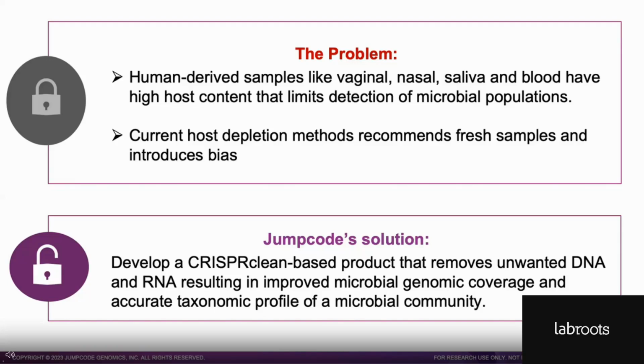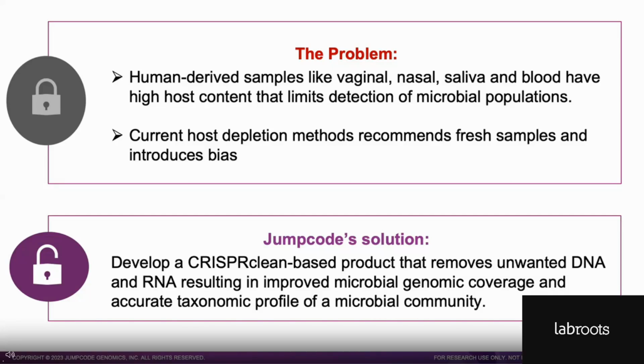This method recommends fresh sample since freeze-thaw cycles affect microbial cell integrity. We know that having fresh sample is not always possible, which makes the demand for fresh sample unrealistic. And overall, this method has been shown to bias towards gram-positive bacteria, which makes sense because the cell wall of gram-negative bacteria is weaker than that of gram-positive bacteria and could be lysed and removed alongside human content.